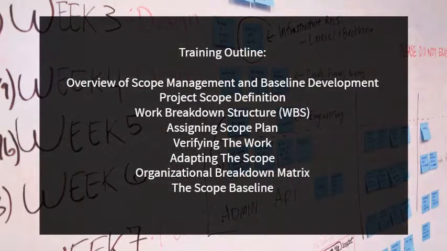Training outline. Overview of scope management and baseline development. Project scope definition. Work breakdown structure, WBS. Assigning scope plan. Verifying the work. Adapting the scope. Organizational breakdown matrix. The scope baseline.